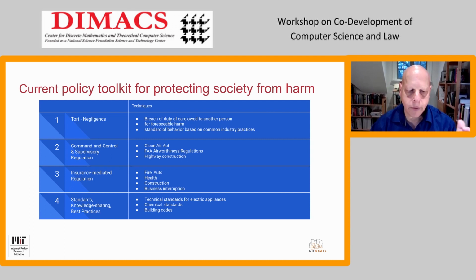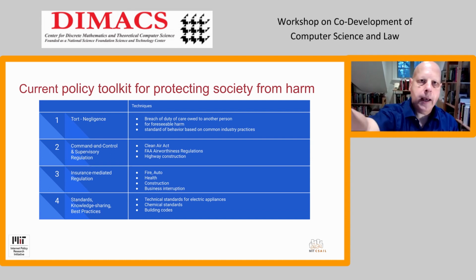And this is where the fourth component of our risk management toolkit comes in. We have whole sets of standards, best practices, and knowledge sharing mechanisms that try to propagate technically developed understandings about what are good safety standards. And these range from everything from electric appliances to standards for how chemicals are supposed to be produced and handled, all the way to building codes.